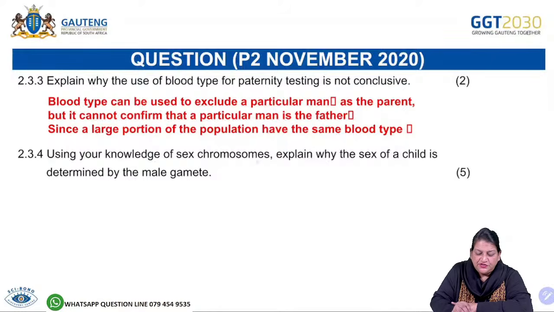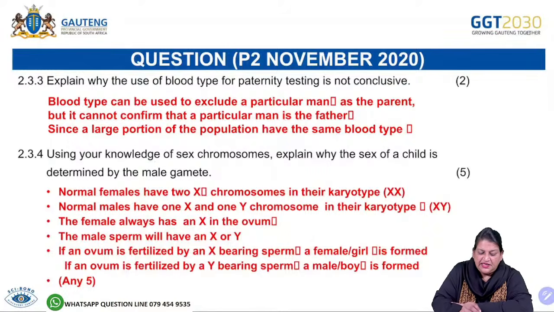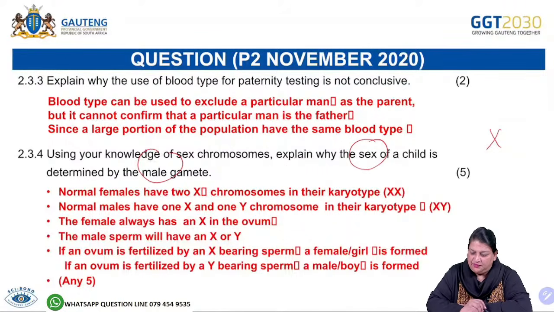Using your knowledge of sex chromosomes, explain why the sex of a child is determined by the male gamete. And you can see that normal females have 2 X chromosomes. So why is the sex of a child determined by the male gamete? See, a female is XX. So the father can donate the X and the mother can donate the X.